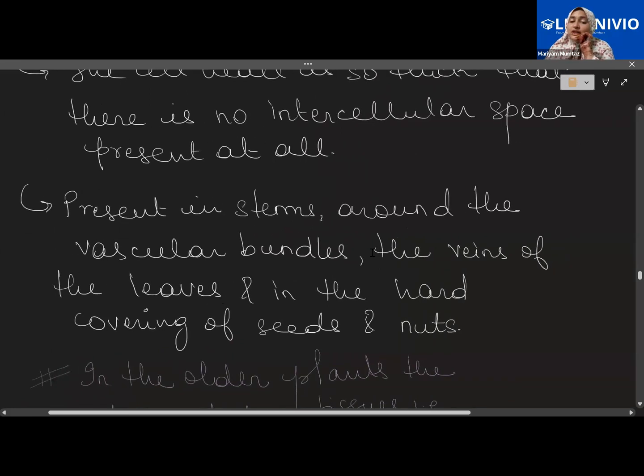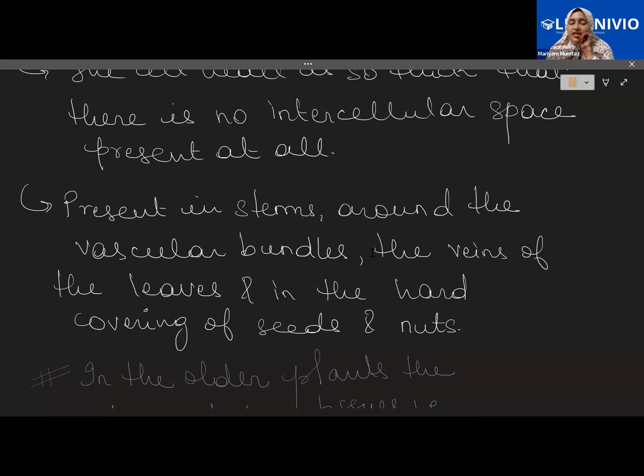It is present around the vascular bundles, okay, the xylem and the phloem. It is present around the veins in the leaves, and also in the hard coverings of the seeds and nuts. So the seeds are hard because of sclerenchymatous tissues.